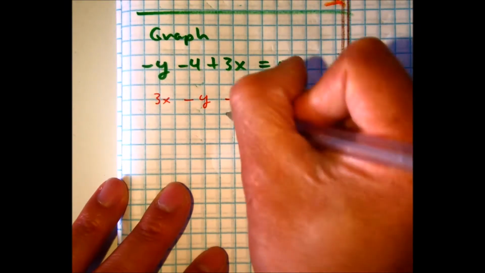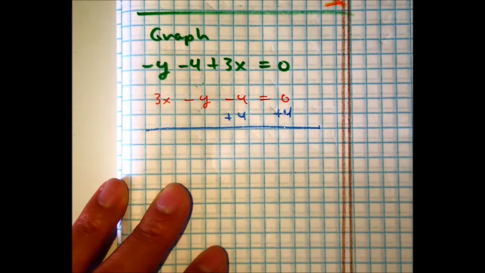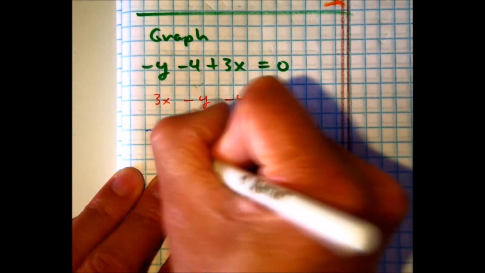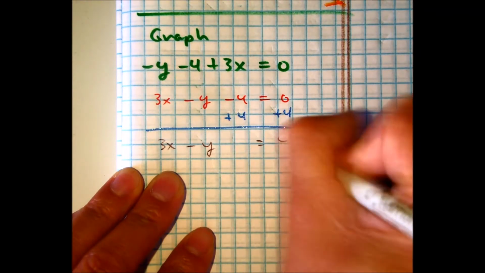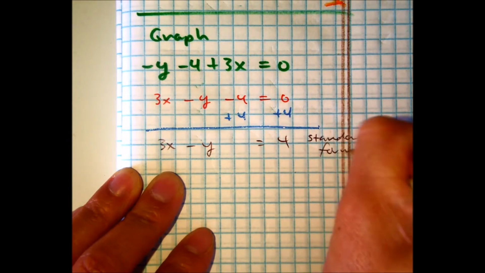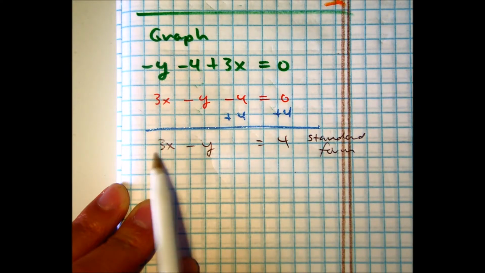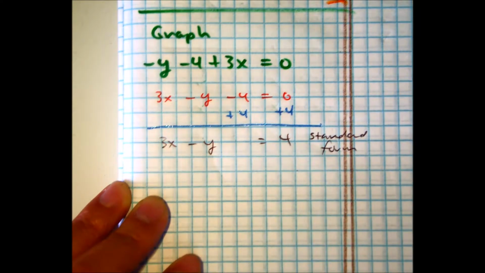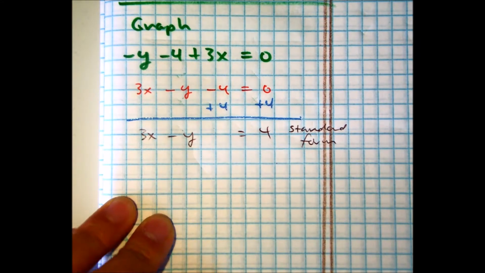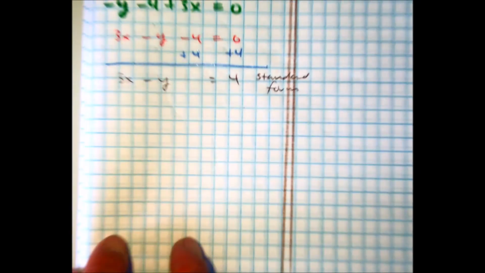Standard form has the constant on the other side. So I'm going to add 4 here, and then I'm left with 3x minus y equals 4. This is in standard form. Again, I know it's in standard form because there are no fractions, this is not a negative, and the x's and y's are on one side, then the numbers on the other side. Well, the advantage of the standard form is that you're able to find intercepts very easily.